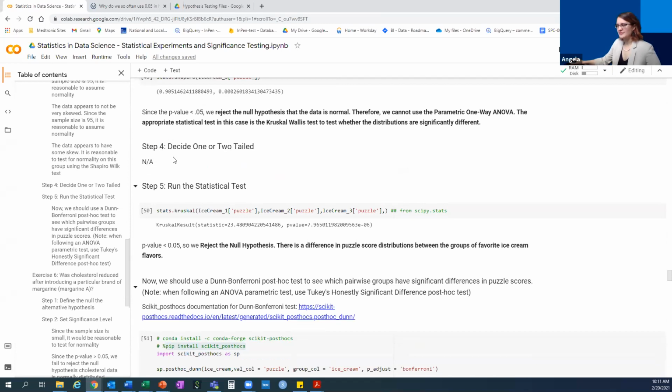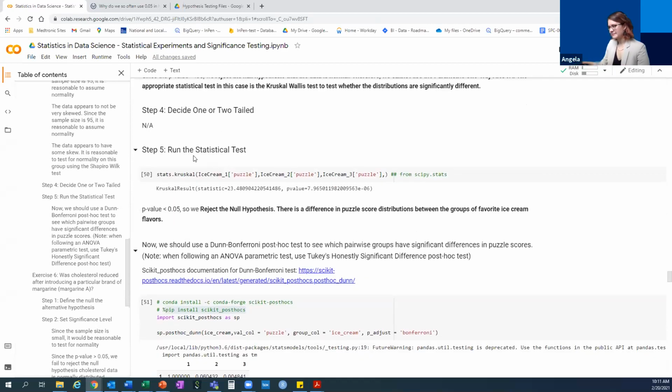Deciding one or two-tailed when you're dealing with multiple groups isn't really relevant. It's going to be two-tailed in a sense, no matter what, because you have multiple groups and you're just checking for a difference. One-liner again, you pass in your 3 arrays and you get your p-value, very small p-value. So there is a difference in puzzle score distributions between groups with different ice cream preferences. And you can, of course, do visualizations to try to understand more about where the difference really exists.